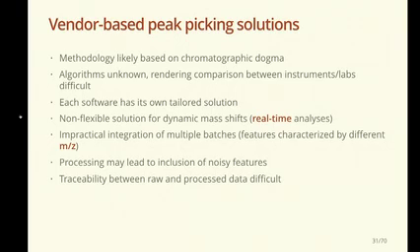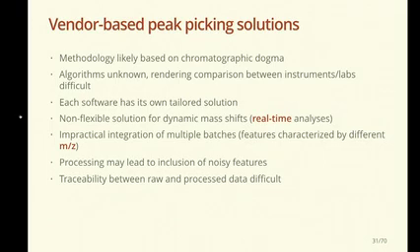But I think the adage of my talk is also becoming clear, that I'm not a fan of the existing solutions. Both because the methodology is based on a chromatographic dogma, which is not true from an AIMS perspective, as it's an ambient peak and all is measured at the same time. The algorithms are unknown, which makes a comparison between labs, which might have different instruments with the same samples available to them, difficult. Each software has its own tailored solution, so its own results. And at least from a feature correspondence perspective, it is non-flexible.